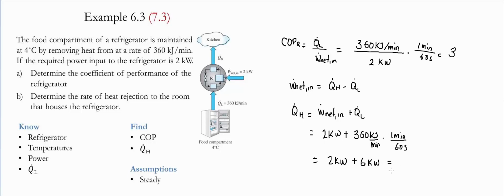And then at the end, the amount of heat rejection into the room is going to be simply 8 kilowatts. Or if we want to go back into the units of kilojoules per minute, we'd multiply by 60 seconds, and that is going to give us 480 kilojoules per minute.